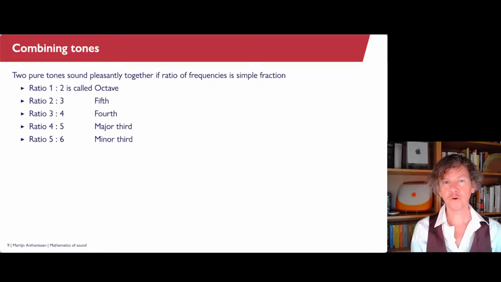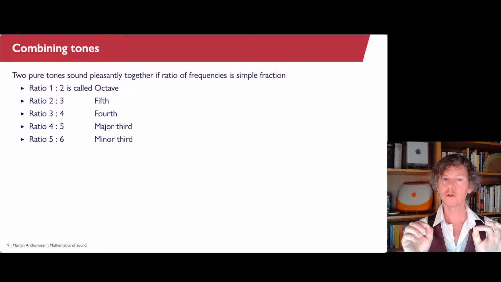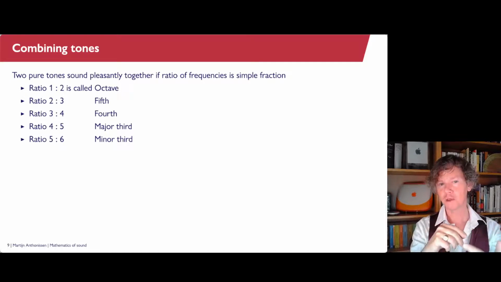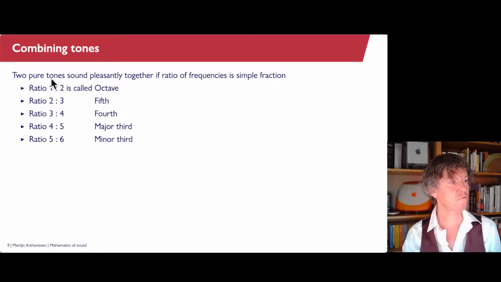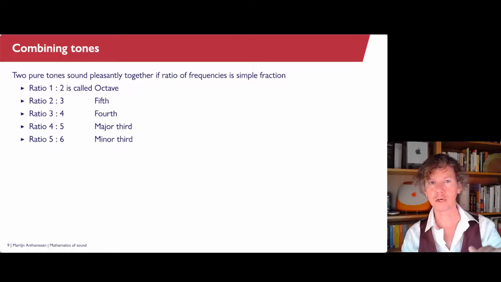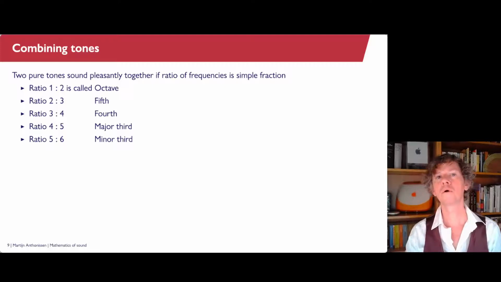Now, in general, if you hear more than one tone at the same time, so say we combine 2 tones, then to the human ear, what sounds nice, what sounds pleasant, is if you have 2 tones with 2 frequencies, say F1 and F2, and you divide them and get a simple fraction, then it sounds nice. So for instance, if you have a tone of 440 Hertz plus twice that, so 880, 440 plus 880, that sounds nice. Or if you divide the frequencies F1 over F2 and you have 2 over 3, that's called a fifth in music, and then you have a fourth, a major third, minor third, all simple ratios.